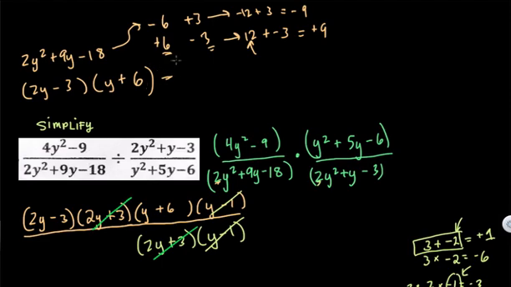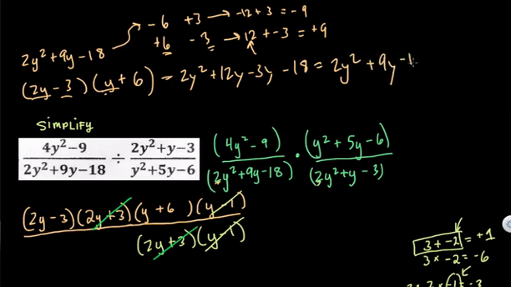Right? There's no need to memorize how this works, but you can figure out as you go. 2y times y is 2y squared. 2y times 6 equals 12y. Negative 3y, right? Negative 3 times y, and negative 18. Here we get 2y squared plus 9y minus 18. And that's exactly what we needed to get.